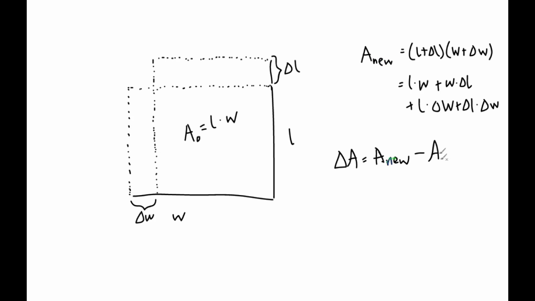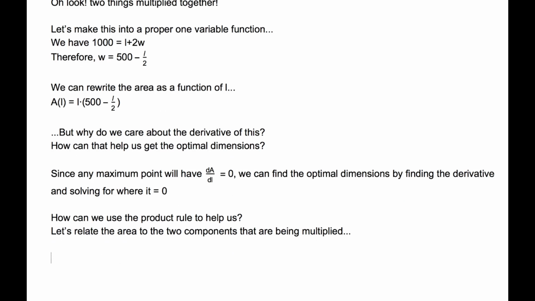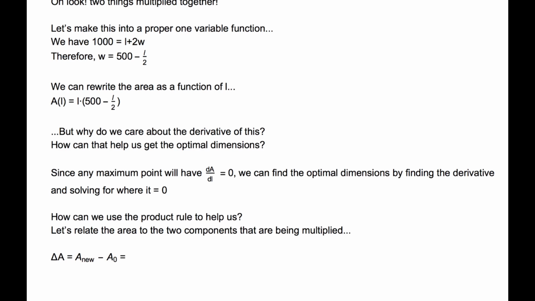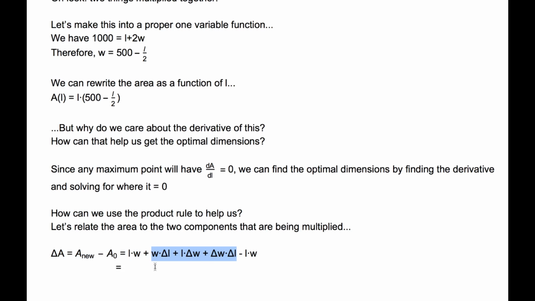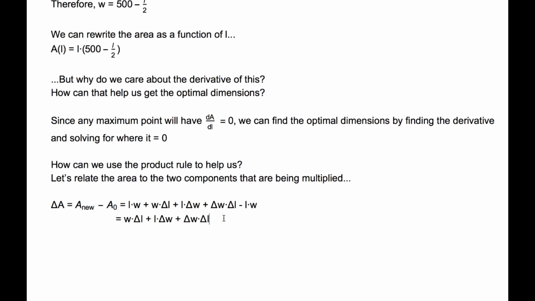Well, the delta of A, the change in A, is equal to the new area minus the original area. So we're going to do that. We're going to do a little bit of rearranging here. The length times width cancels out with the length times width, and we get that. So we got kind of a weird equation. We have a bunch of deltas in there, but how does this relate to the derivative?